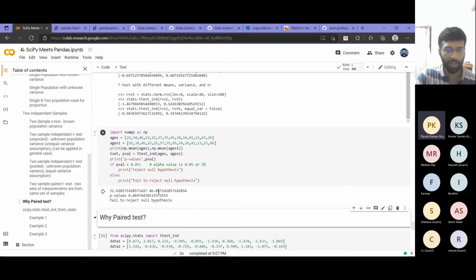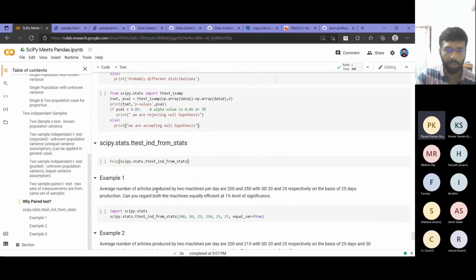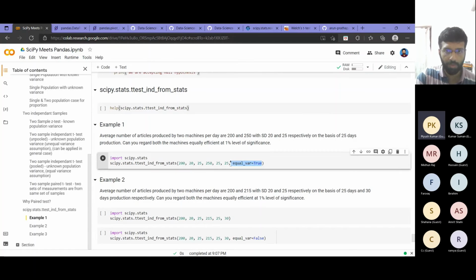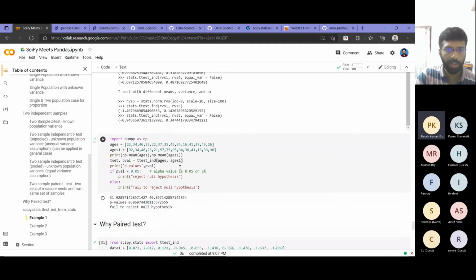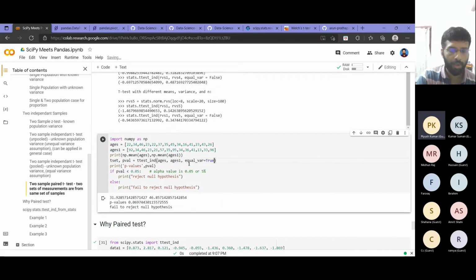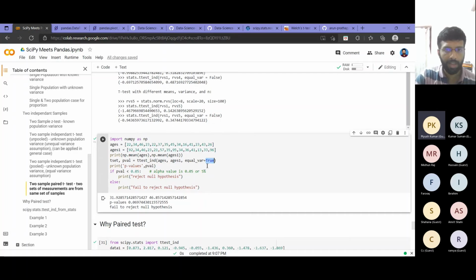So I will fail to reject the null hypothesis. That means both of these may be from the same population. So I will just put one more thing. I told earlier that I have to pass one equal_var argument here, right? So let's do this with equal_var equal to True. As you can see, I got the same p-value here.